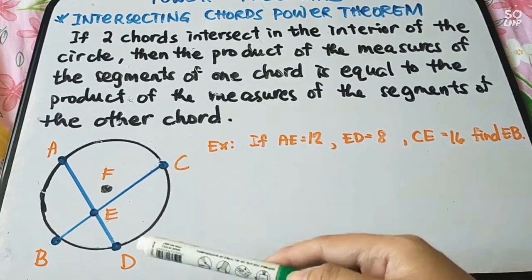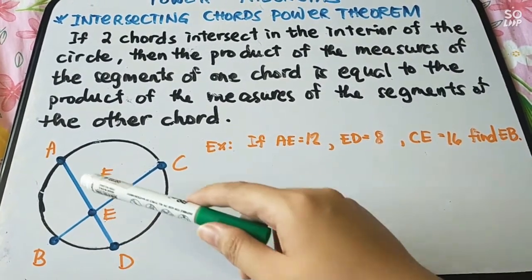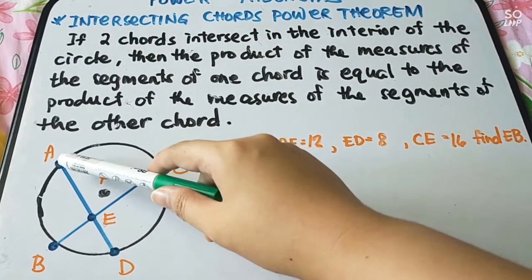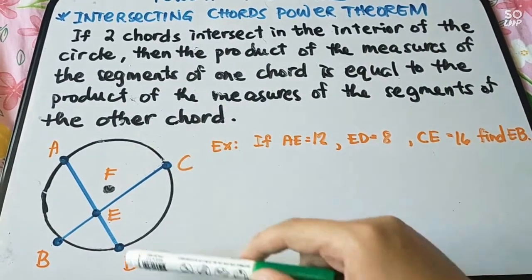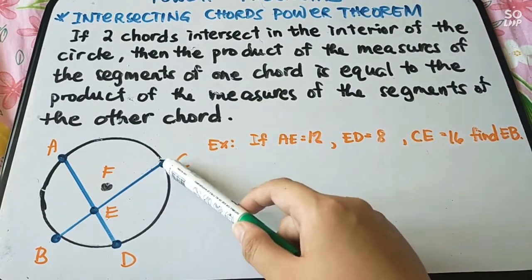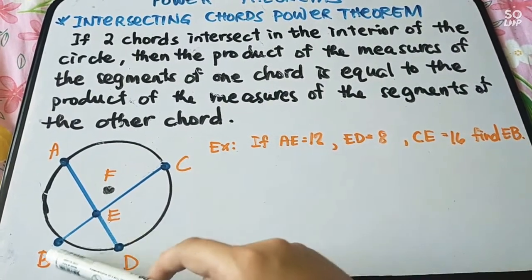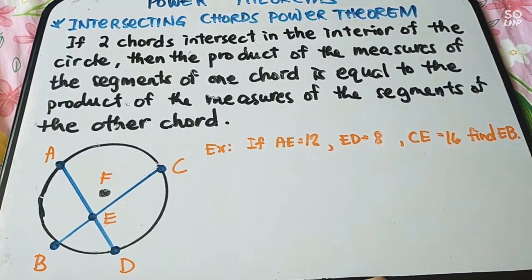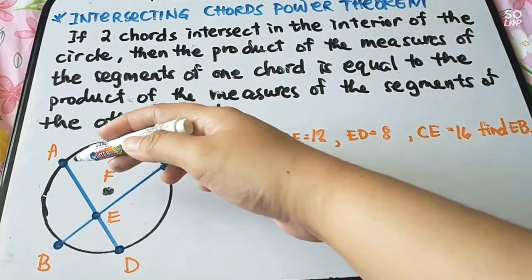So, nag-intersect sila at the interior point of point E. 'Yan. So, 'yung point E, nahati ngayon 'tong si AD. So, ang kanyang hati ay si AE and ED. That is one chord. And then the other chord we have here, nahati dito ay si CE at saka si EB. Okay, that's the other chord. So, ang sabi d'yan, product daw nung mga nahating chords. So, we have here, ito 'yung AD.